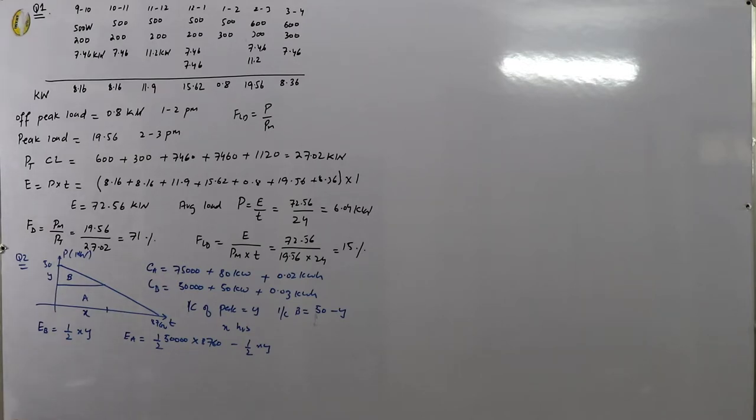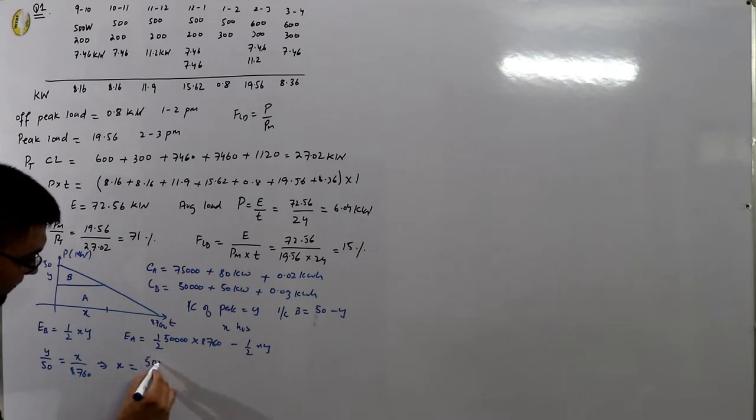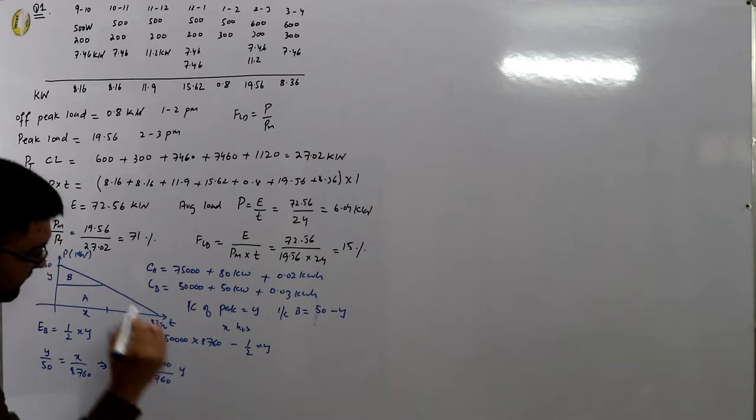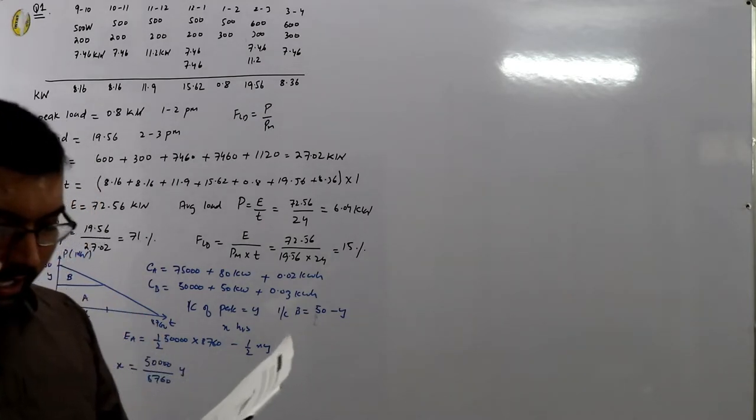Then, from the similarity of the triangles, have a look: Y upon 50 is equal to X upon 8760. Can I not find the value of X from here? I can. X are the number of hours, right? So X is equal to 50,000 in the kilowatts range, divided by 8760, times Y. I've got the value of X.